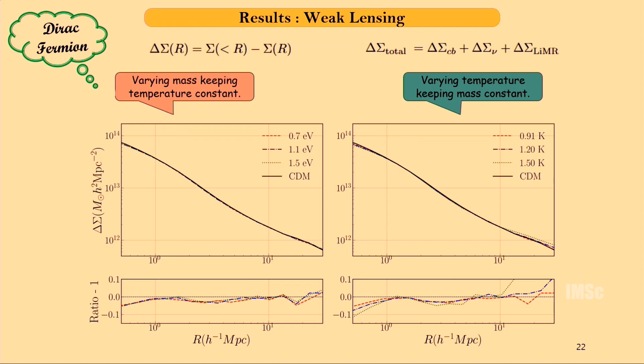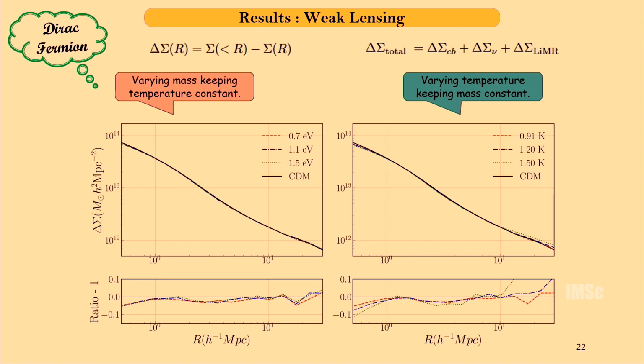Now to calculate weak lensing in a simulation box, we calculate something called the excess surface mass density. Excess surface mass density is calculated as this quantity, and here in this case we take into account the contribution from all three particles, and then we add the weak lensing signal in all three cases. The trends are as expected in that case.